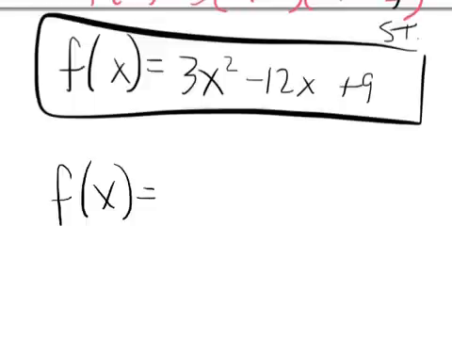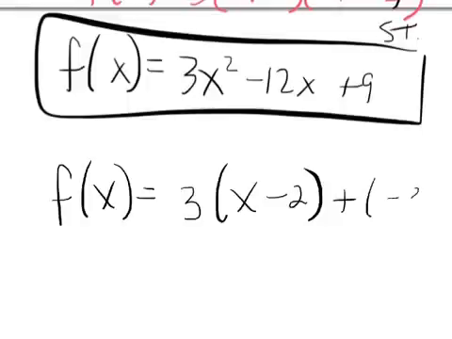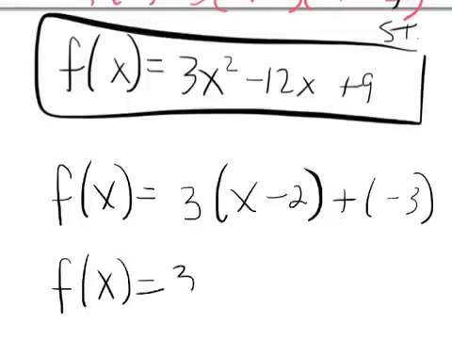What you end up getting is the same a value in the front, and then x minus h, which is the location of the vertex, which is 2. And it was (2, negative 3), so it's plus k, so it's plus negative 3. That really looks like this: a times (x minus h) plus k, and we could just write that as minus 3.